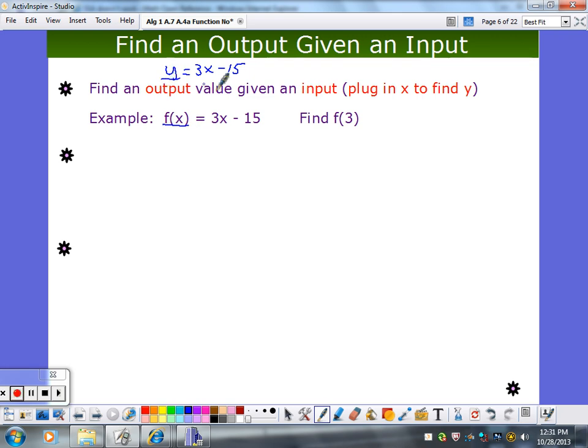What if I wanted to know what is y if input x is 3? Can we answer this question up here? What is y if input x is 3? How would you do that? But how would you do it? 3 x. Andrew, how would I do this?